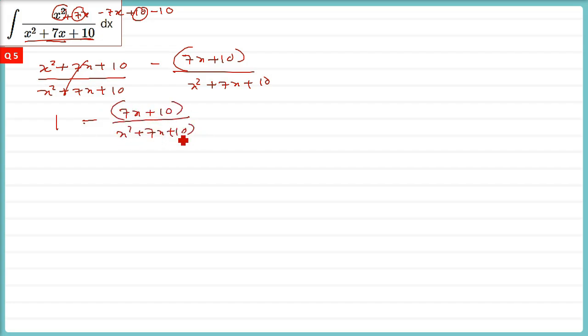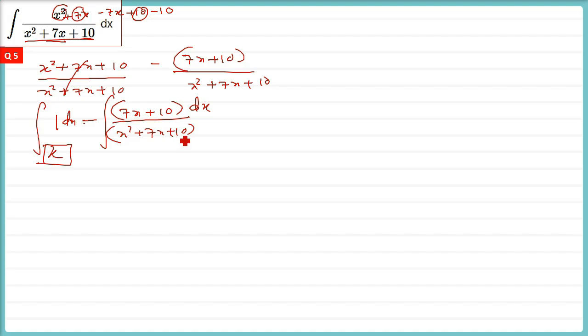Now can we get something out of it? This integration will do, but before that we have to comprehend the division also. If you divide these two, you will get the same thing. So 1 minus 7x plus 10 divided by x square plus 7x plus 10. Let's integrate both the terms with respect to dx now. First term will be simply x, integration of dx is x only. The second term is this one.